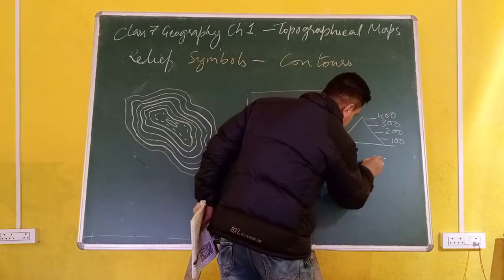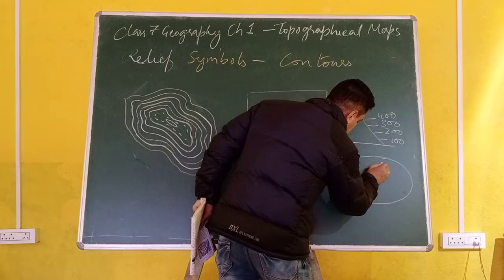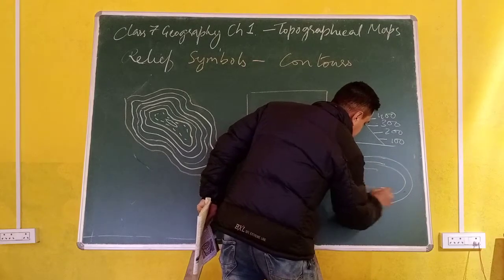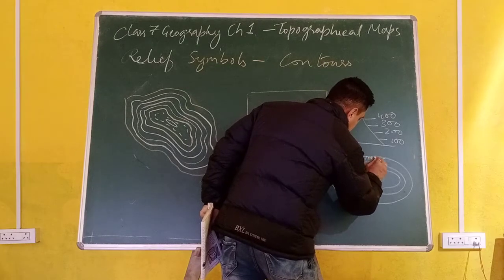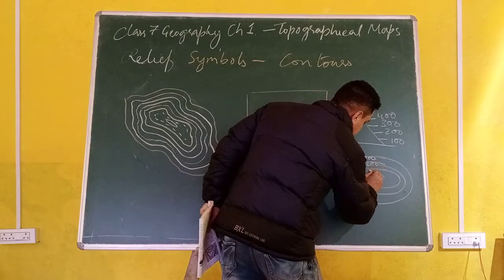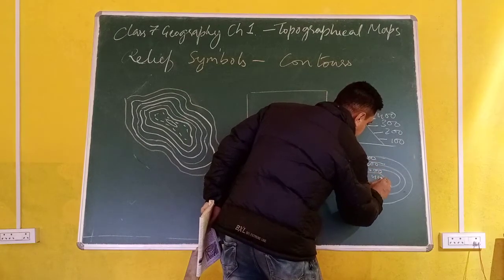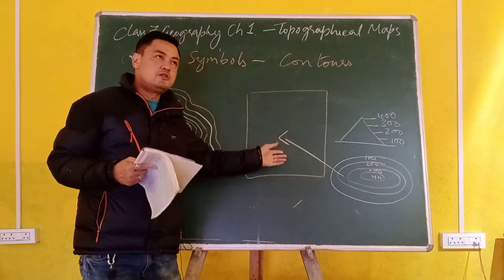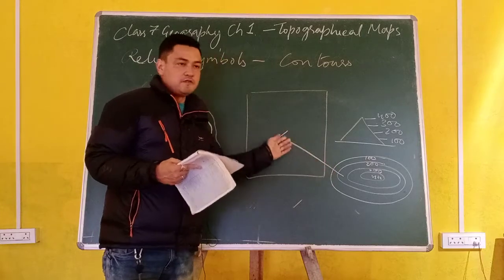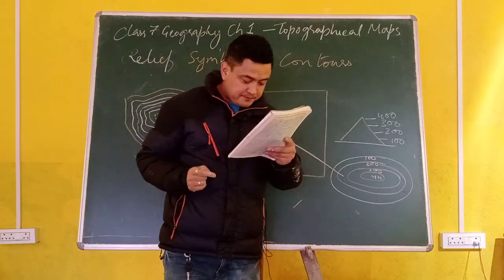And if I make a contour line for this mountain like this way, I make another contour. Now this is 100, this is 200, this is 300, and this is 400. So this kind of contour line, this kind of relief feature, is found on a map.